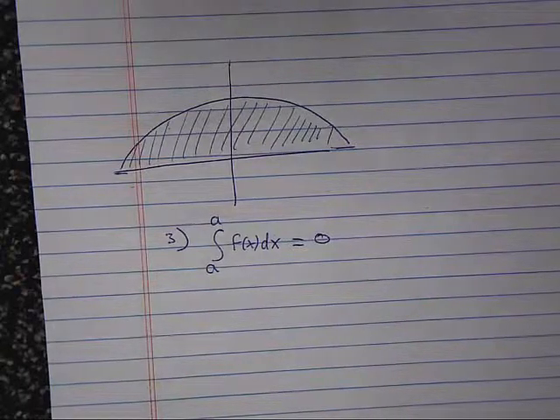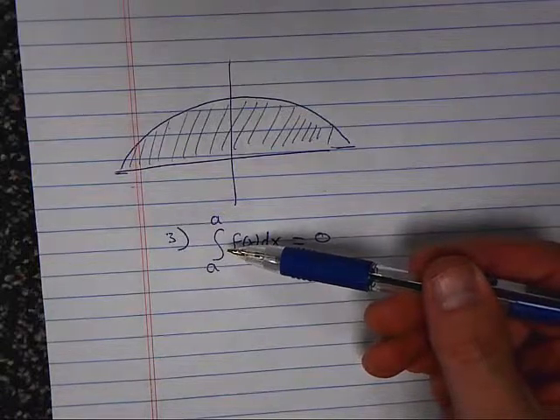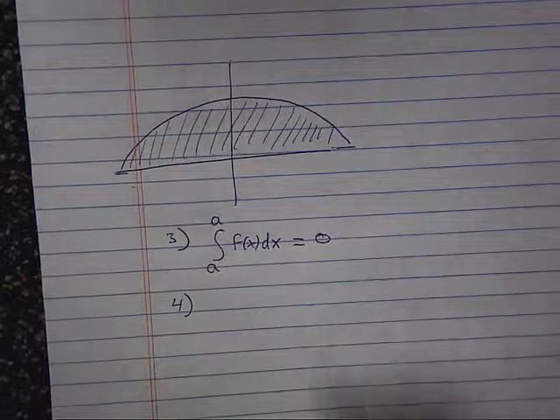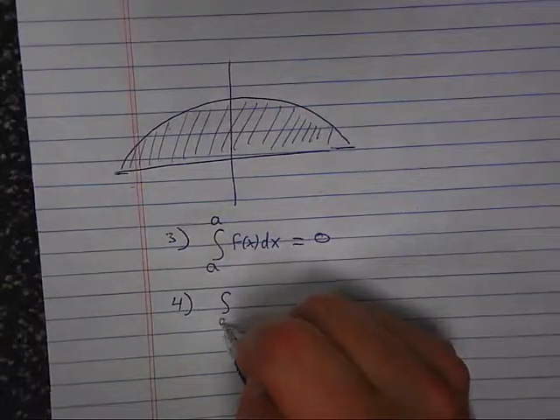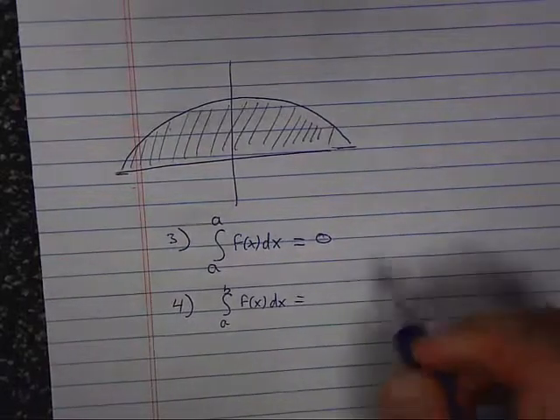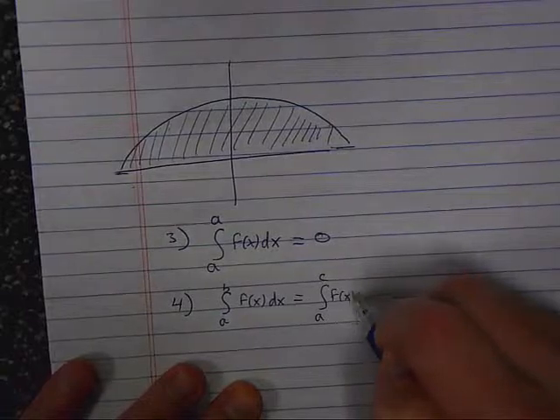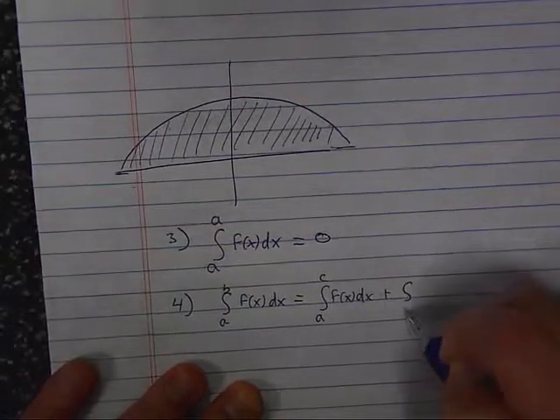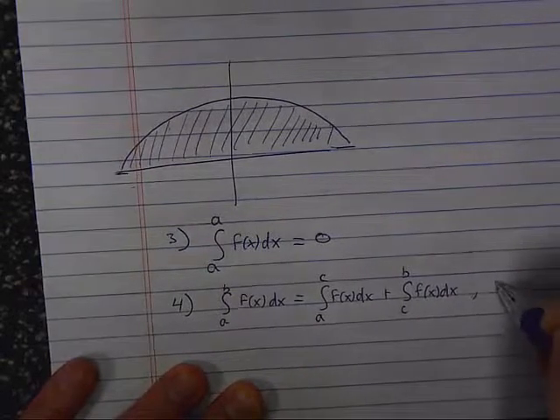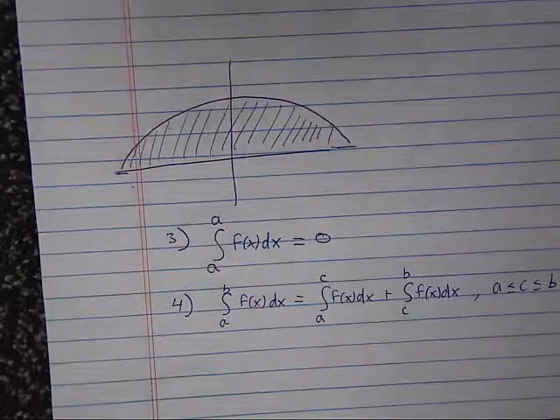If I'm starting and ending at the same spot, can I build any rectangles? No. So my area has to be 0. Okay. Number 4. The integral from a to b of f of x dx equals the integral from a to c of f of x dx plus the integral from c to b of f of x dx, where c is any number in between a and b.